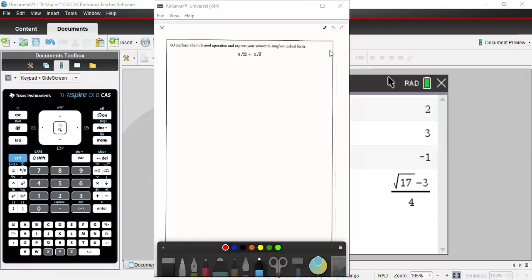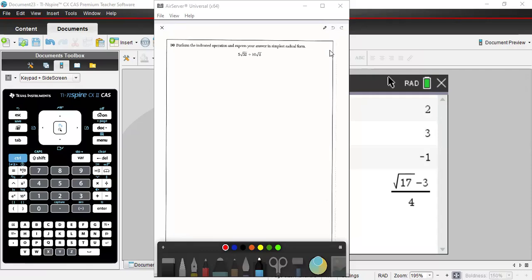All right, guys, this is question number 30 from the August 2026 Algebra 1 exam. Basically, they've just given us an expression that has a bunch of radicals in it, and they want us to add those radicals and simplify it.